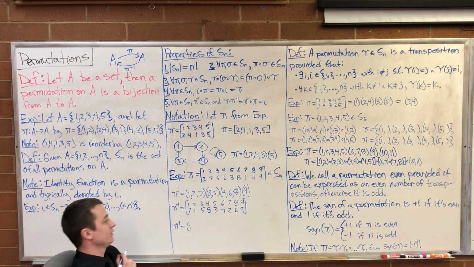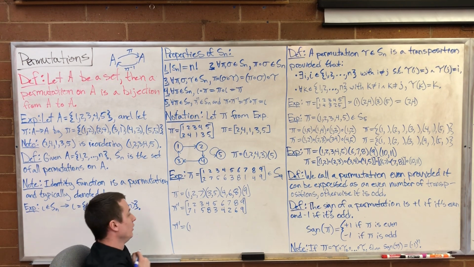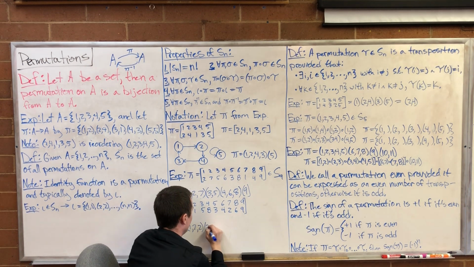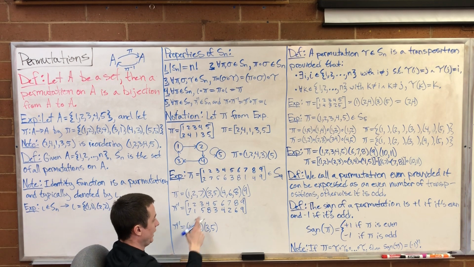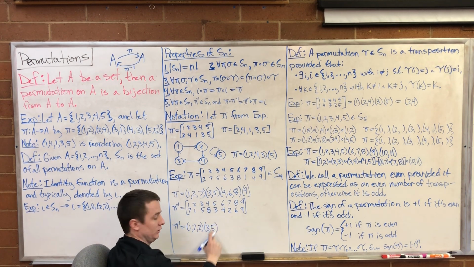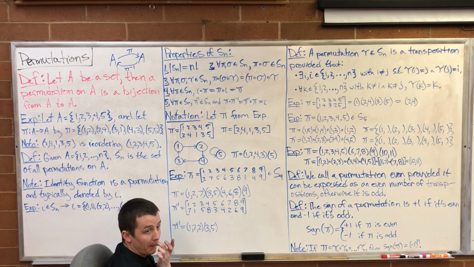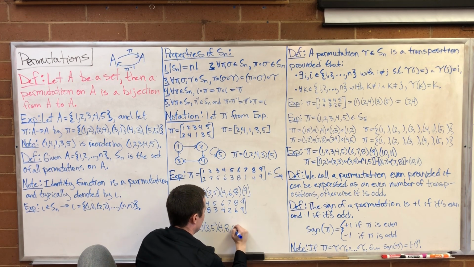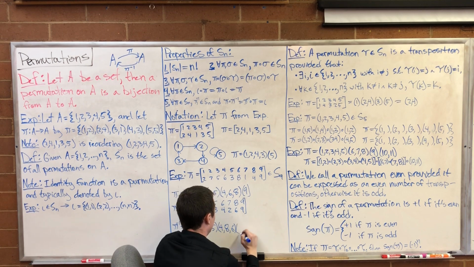Okay, so now let's write that in cyclic notation. What does 1 go to? 7. And 7 goes to 2. And 2 goes to 1. So we're done. Next cycle. 3 goes to 5. And 5 goes to 3. And we're done. Then 4 goes to 8, and 8 goes to 6, and then 6 goes back to 4. And the last one's 9.